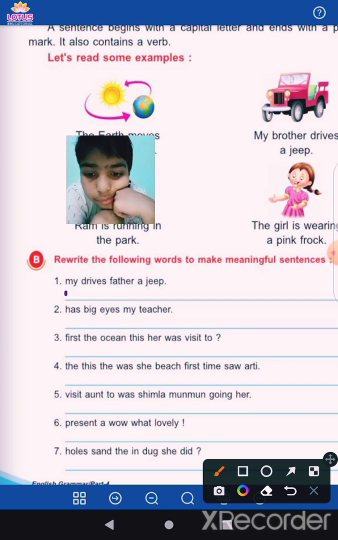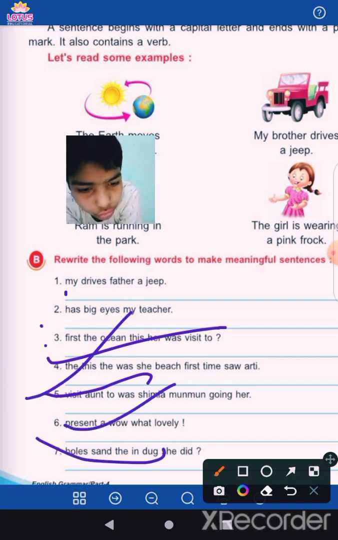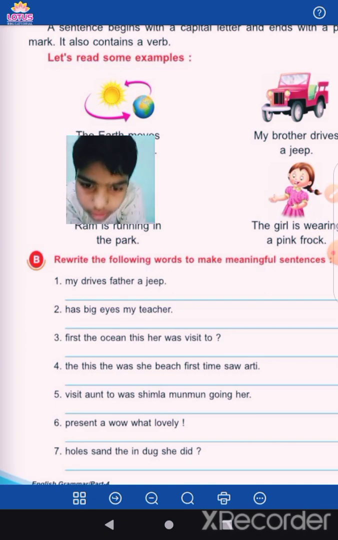Okay, so your homework is this question. I will be telling you the fourth one. So search a little, whatever I don't tell you in each. First the ocean, what was her visit to. That you have to do.